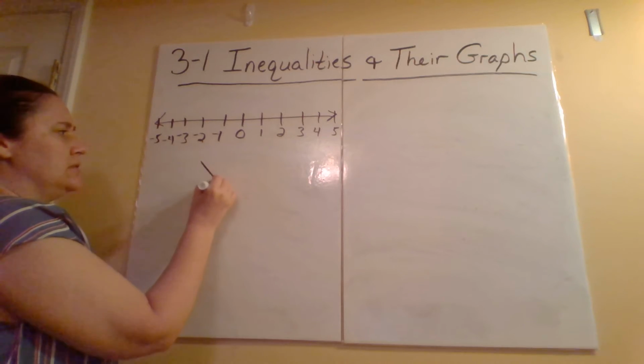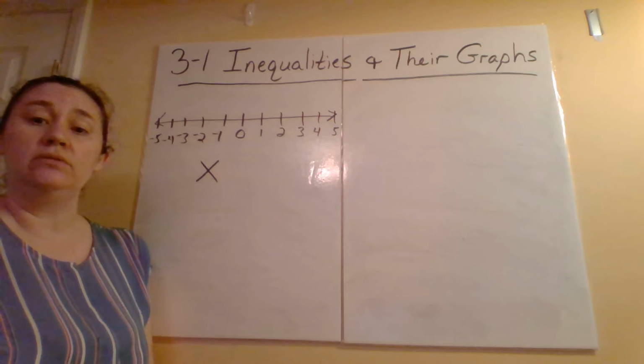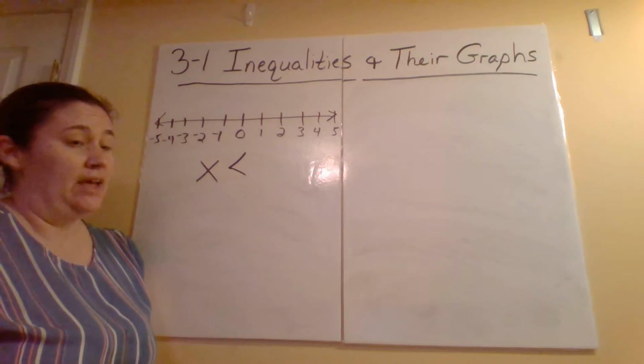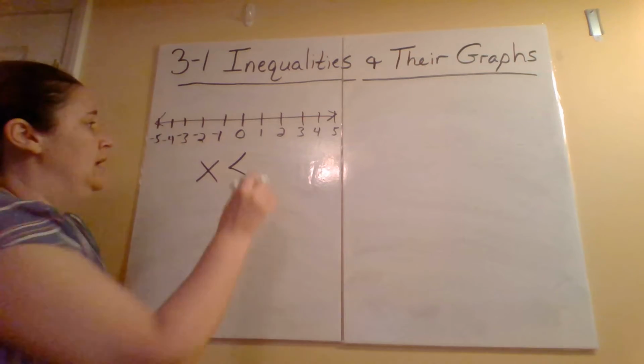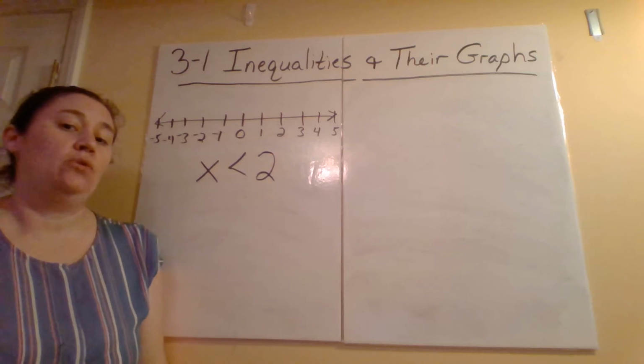All of the numbers can be written as a variable. X represents all the numbers. And then we can put the less than sign. That means less than. And we can put the number 2. This is called an inequality.